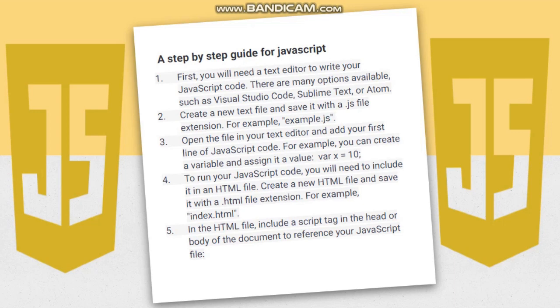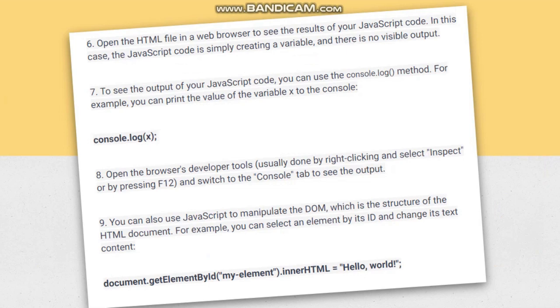Create a new HTML file and save it with a HTML file extension. For example, index.html. 5. In the HTML file, include a script tag in the head or body of the document to reference your JavaScript file. 6. Open the HTML file in a web browser to see the results of your JavaScript code. In this case, the JavaScript code is simply creating a variable, and there is no visible output.